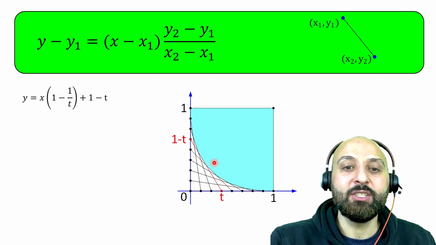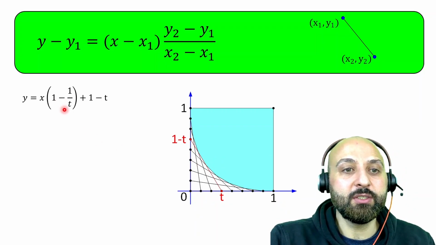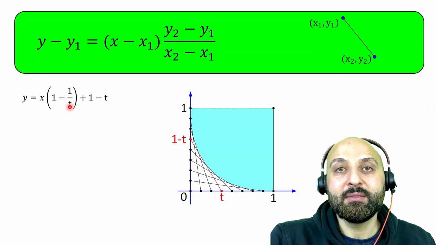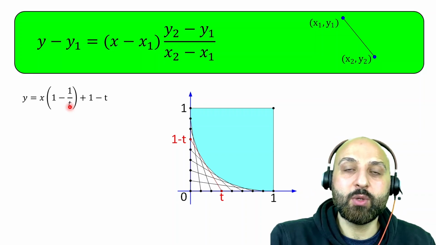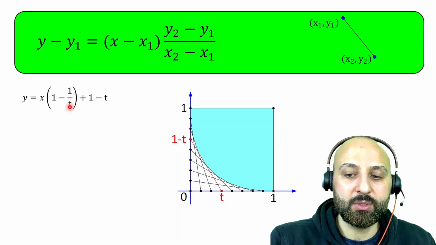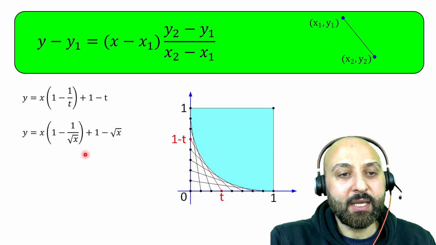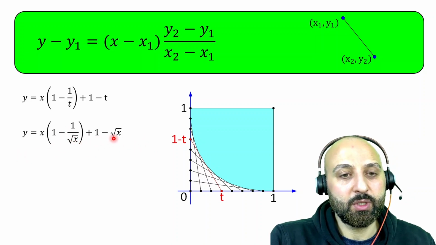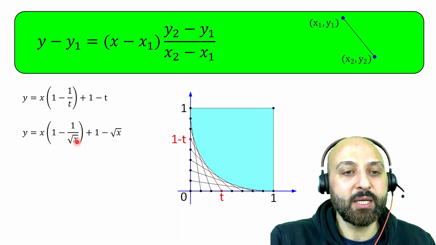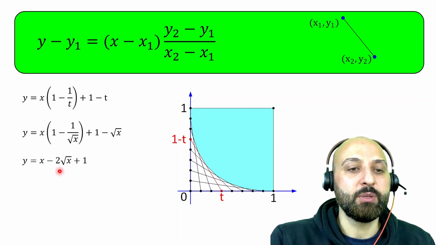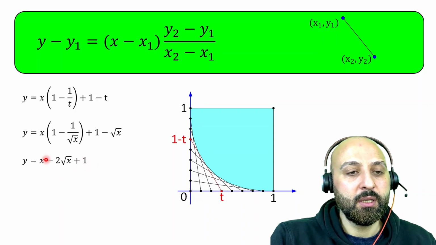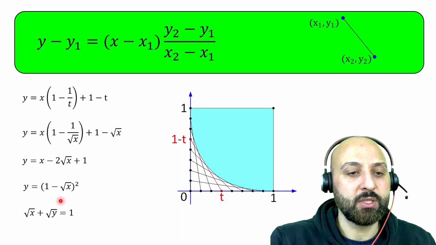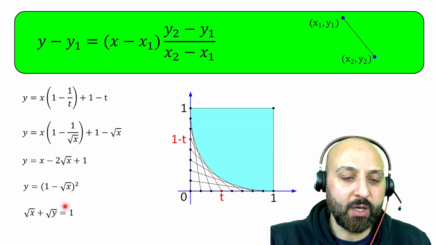Now we have this information, we can basically rearrange this equation so that everything is expressed as x. So instead of t, we can write a square root of x because we know x is equal to t squared, therefore a square root of x is equal to t. So the actual equation that we have is something like this: x times 1 minus 1 over square root of x plus 1 minus a square root of x. We expand this, so this is x, this is minus a square root of x, and therefore this will be minus 2 square root of x plus 1, and this can be written as 1 minus a square root of x to the power 2. We take a square root of both sides, therefore a square root of x plus a square root of y is equal to 1.